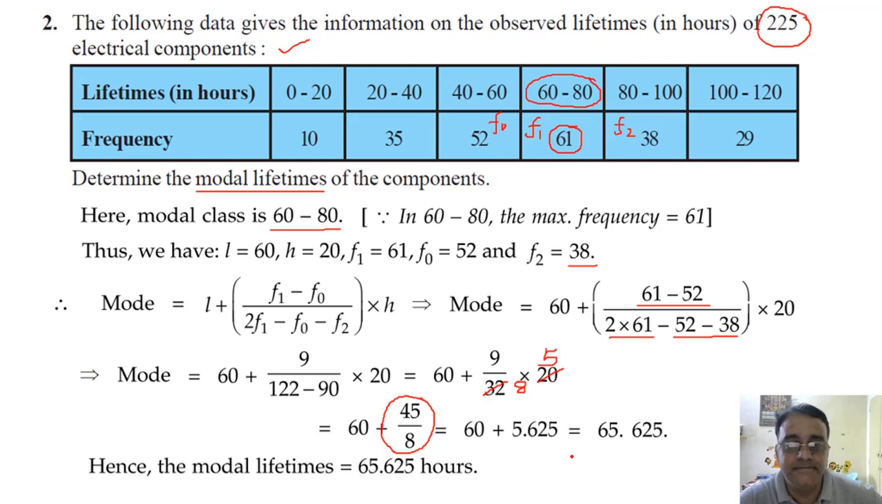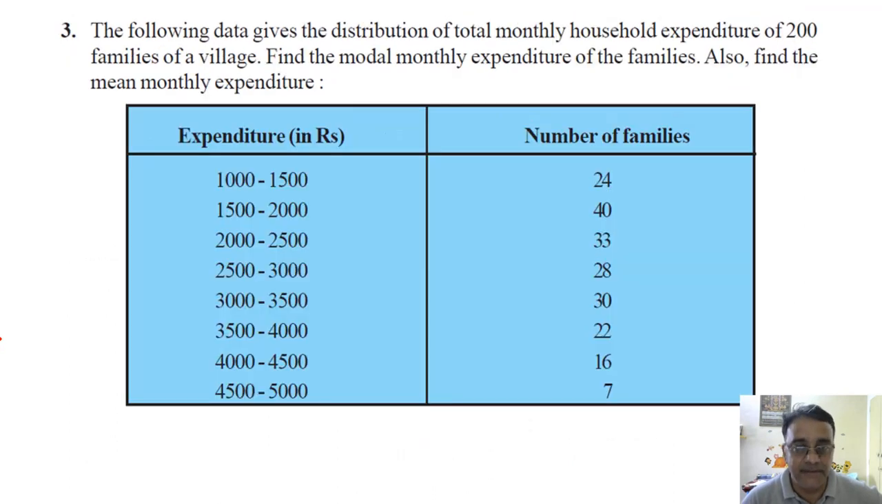Any doubt? No, sir. Okay, now we'll move towards question number 3. Question number 3: the following data gives the distribution of total monthly household expenditure of 200 families of a village. Find the modal monthly expenditure of the families, that means the mode you have to find. Also find the mean monthly expenditure, that means the mean also we have to find.